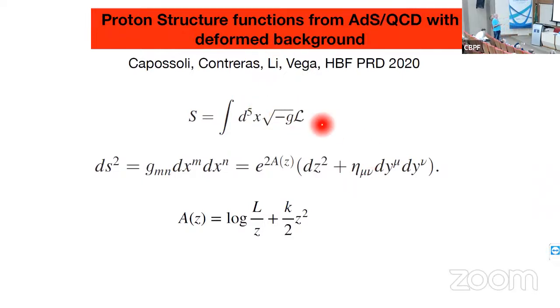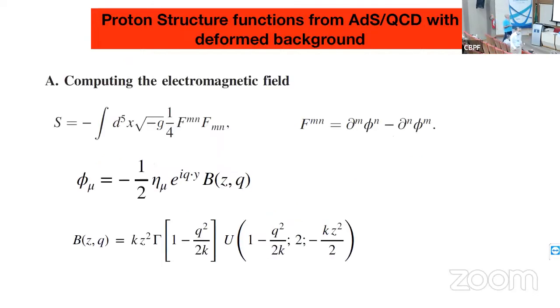Again, this is the 5-dimensional action, and this is the deformed metric with the same A as before. So we studied the spectra, then we moved to the DIS, and after that I'm going to show the form factors also. In the DIS, we need an interaction between the fermions and a photon field, which is described by this electromagnetic field, which has an analytical solution in this case in terms of hypergeometric functions.